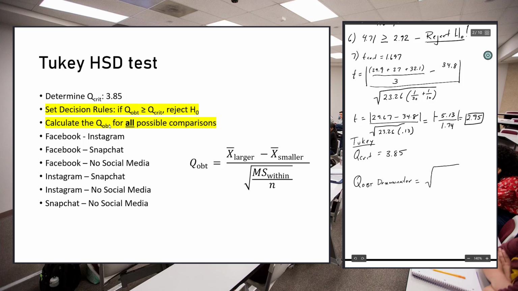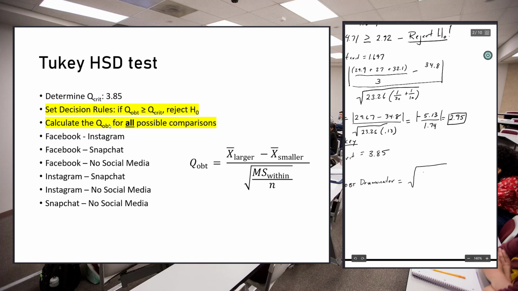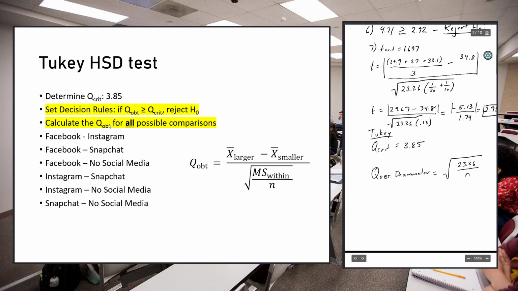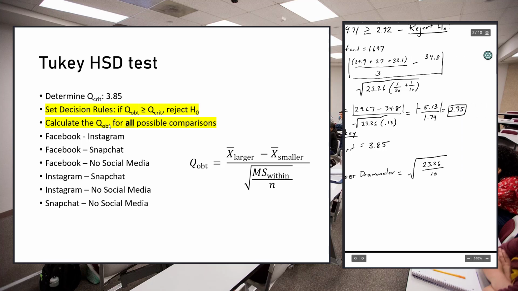Which is the square root of mean square within, which is 23.26, divided by the size of the groups. So in this case, it's n, I'm sorry, not n, 10. Okay, and this computes out to be 1.5251. So again, this is just the denominator of the Q equation.